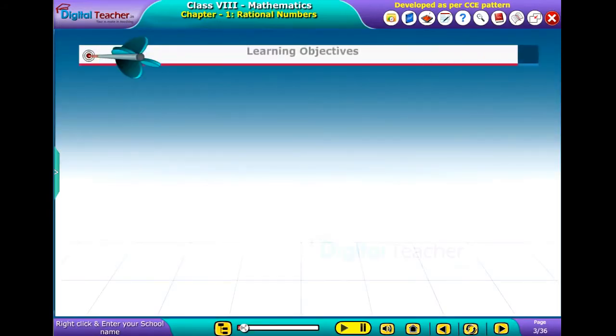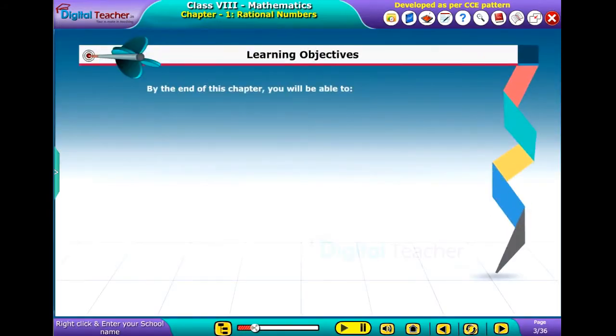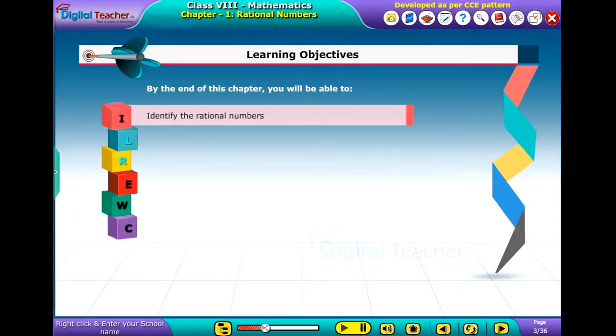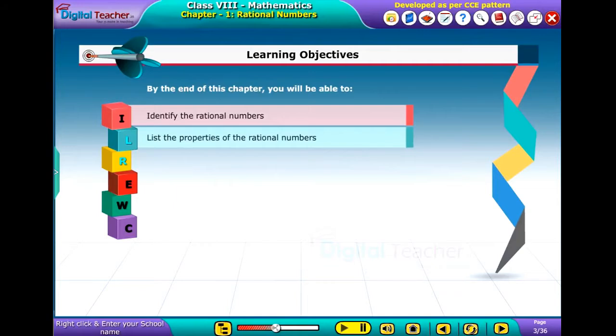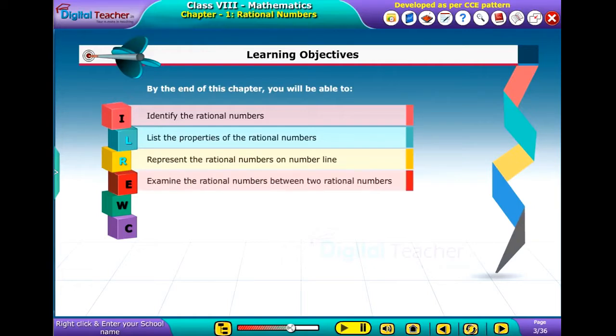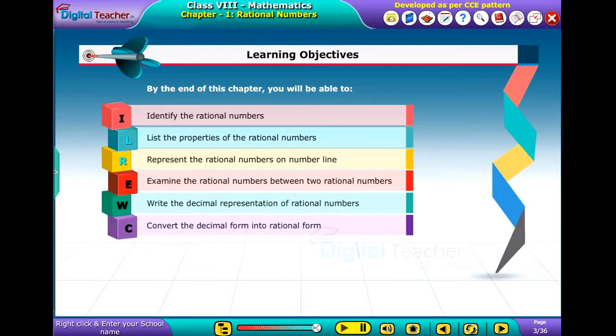Learning objectives. By the end of this chapter, you will be able to identify the rational numbers, list the properties of the rational numbers, represent the rational numbers on number line, examine the rational numbers between two rational numbers, write the decimal representation of rational numbers, and convert the decimal form into rational form.